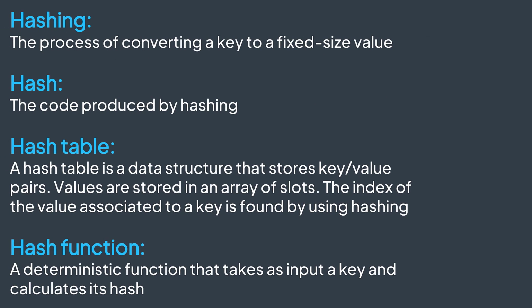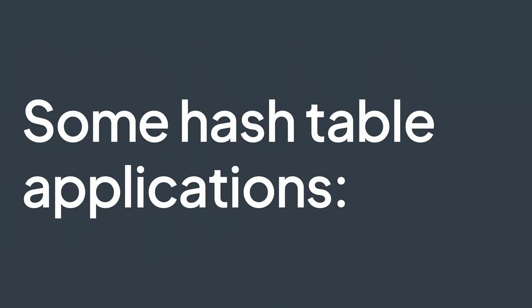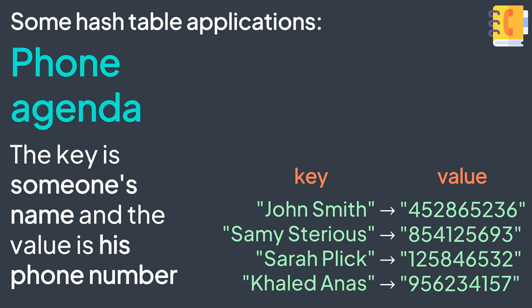Okay, now you know what is hashing, what is a hash table, what is a hash function. We can discuss some practical uses of the hash table. We can use a hash table when we want to create a phone agenda. The key is the person's name, for example, and the value is the phone number. So if we want the phone number of someone, we just hash his name and we get the index from where we can get the phone number.